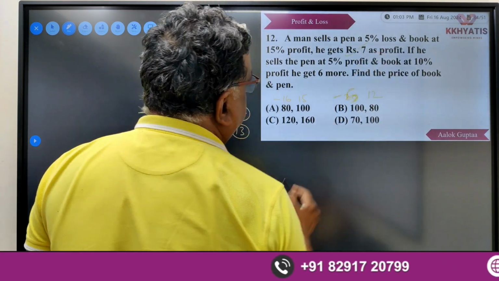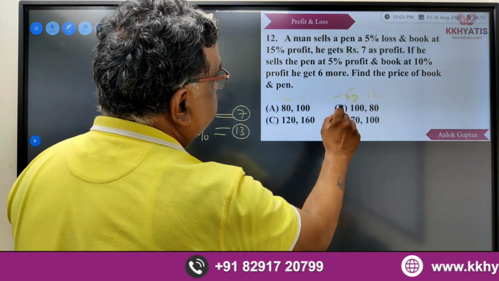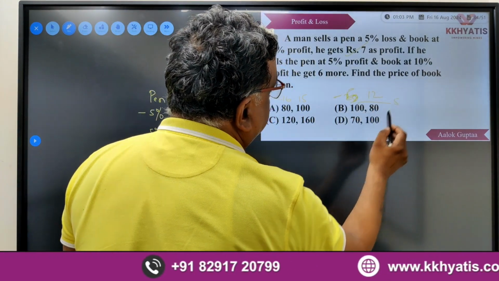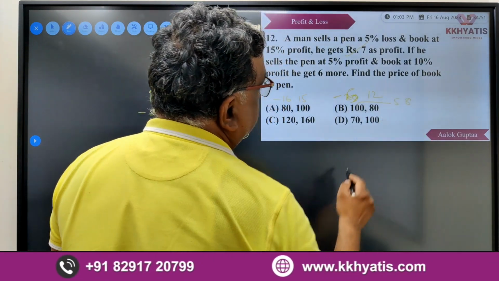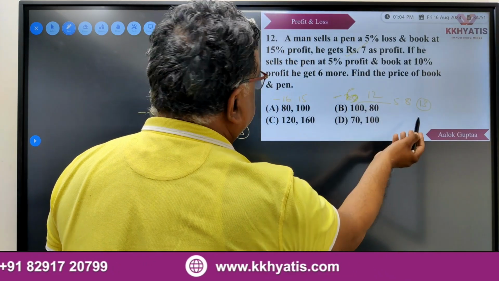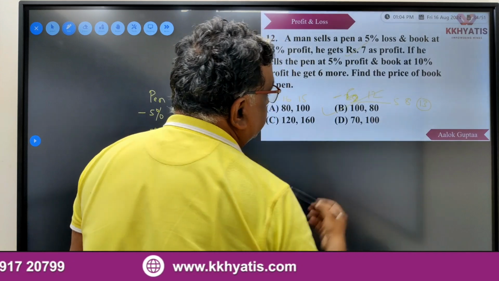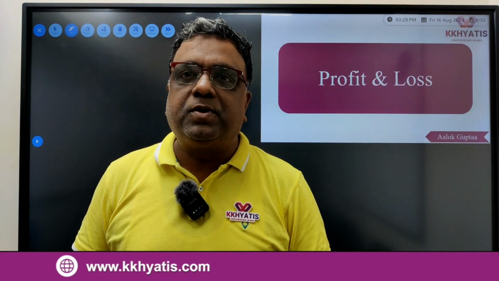So this scenario has come out right. In the second scenario, if I say he sells the pen at 5% profit, so he will sell at 5, and the book at 10% profit, so he will sell it at 8. So 8 plus 5 is 13. So that also matches because 7 plus 6 is 13. So I think by option we can click this scenario. That is the answer. Okay.